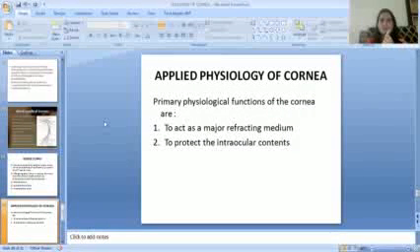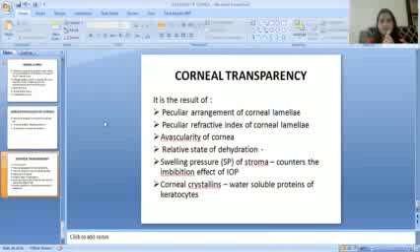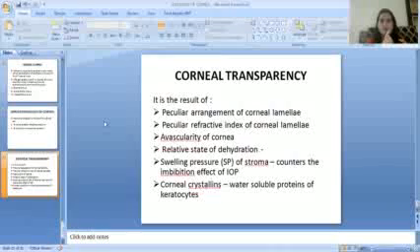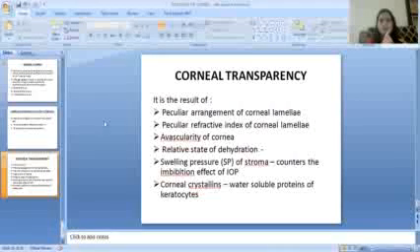Then the applied physiology of the cornea. Primary physiological functions of the cornea are to act as a major refractive medium and to protect the intraocular contents. Then the last point is corneal transparency. It is a result of peculiar arrangement of corneal lamellae, peculiar refractive index of corneal lamellae, avascularity of the cornea, relative state of dehydration, swelling pressure countering the imbibition effect of IOP, and corneal crystallins, water-soluble proteins of the keratocytes.